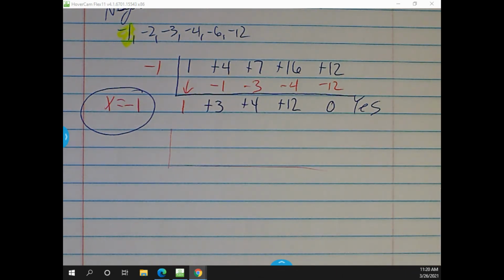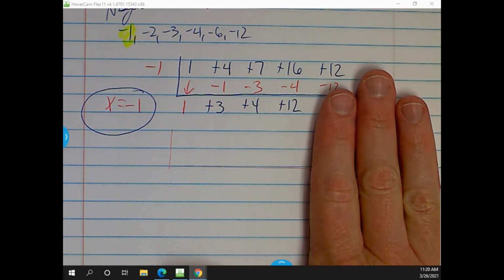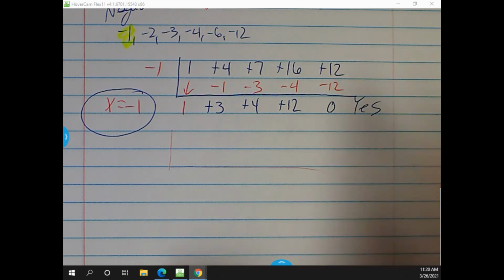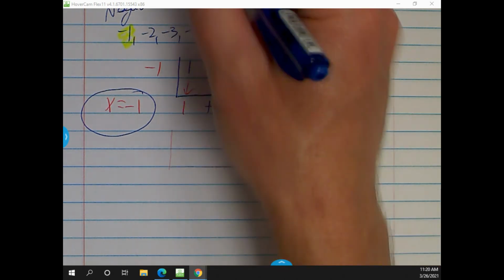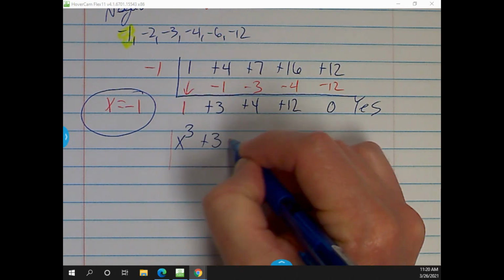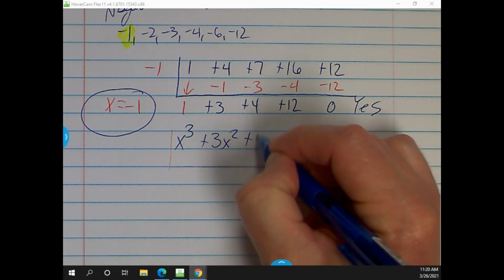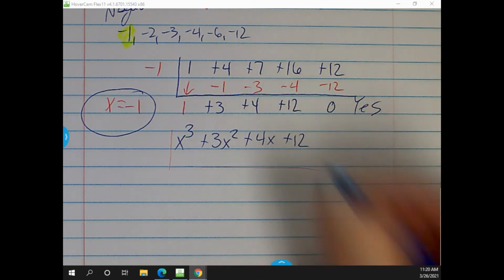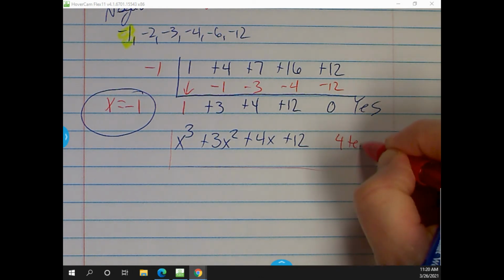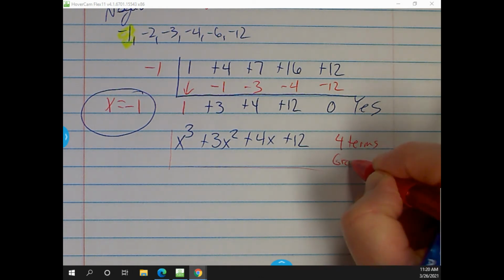But here's the other thing we want you to notice. Try this one first. Once you've done one number, you're down to 4 terms because this one's gone. Now you can try factor by grouping again, because if you rewrite this, it would have been x to the third plus 3x squared plus 4x plus 12. So since that's 4 terms, we want to try factor by grouping.